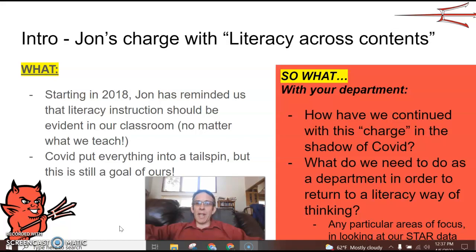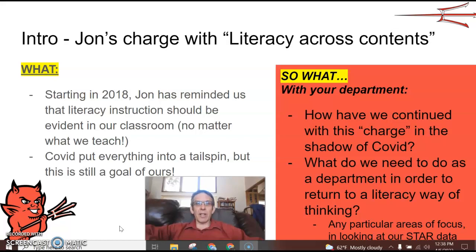But even as PE, CTE, some of those more non-traditional literacy classrooms, the charge was to still be literacy teachers, despite the fact that that might not be as organic as ELA, social studies, etc. So hopefully when you're meeting with your departments over the next couple of days, you can talk about how COVID has impacted this.